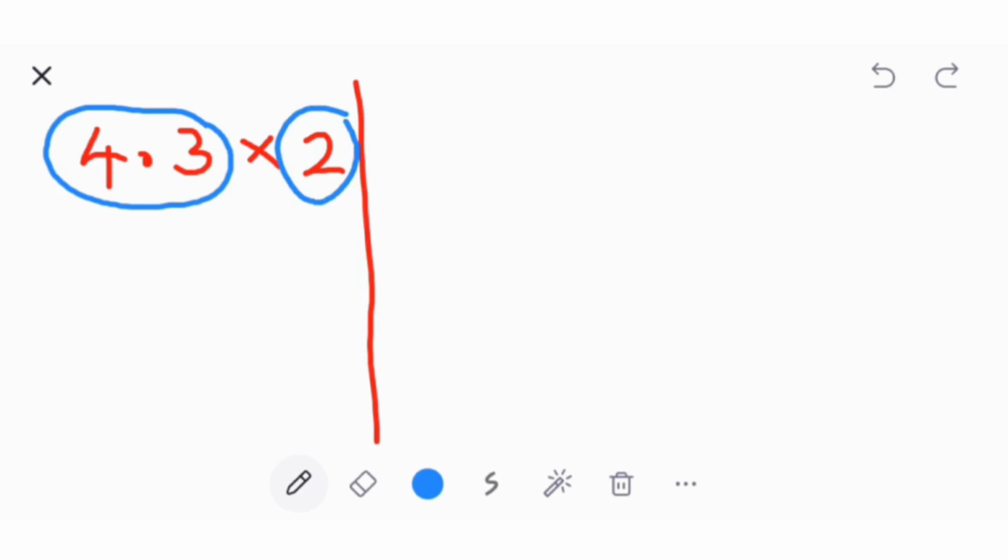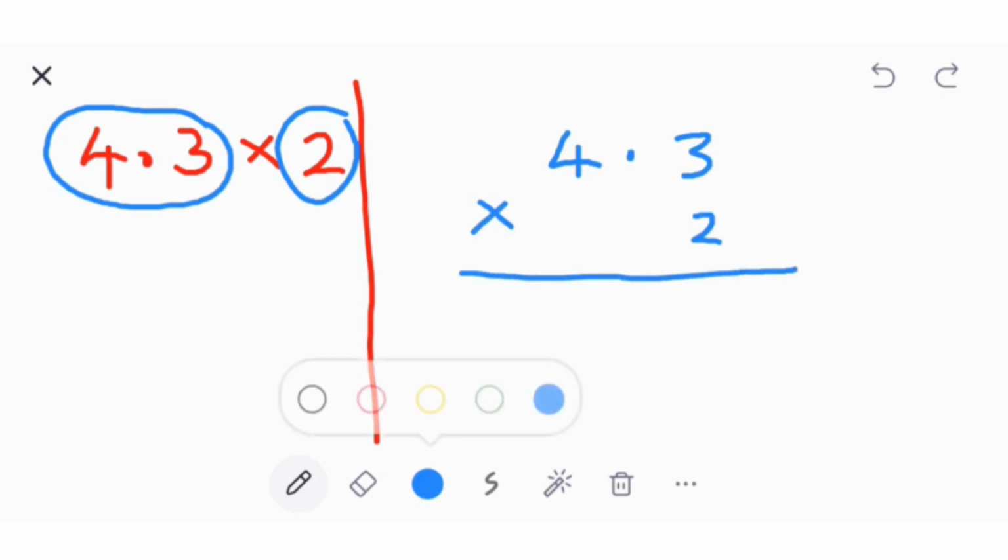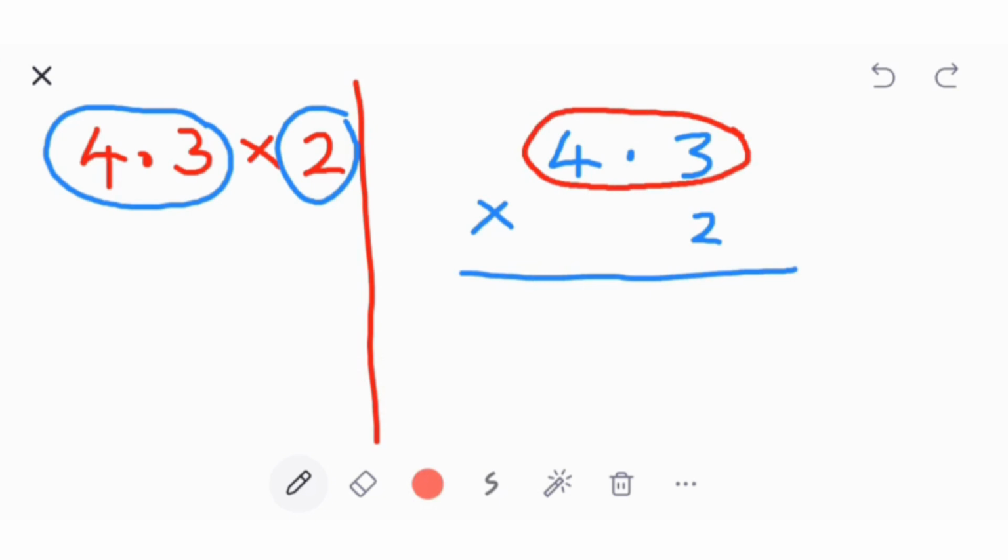The number with more digits should be written at the top. I repeat, the number with more digits should be written at the top. So the number with more digits is 4.3. So you write 4.3 at the top. Then you write the second number at the bottom. Then you multiply. Now 2, we multiply all the digits that I circled at the top.